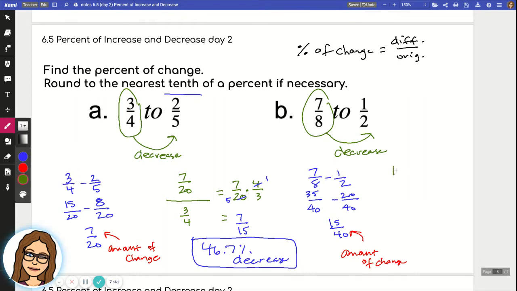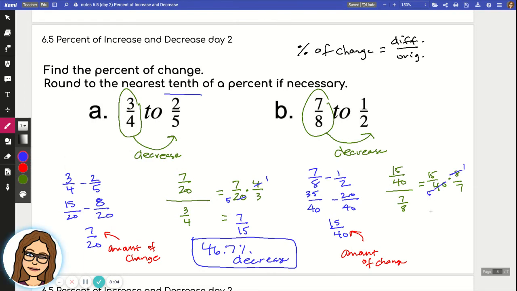So I know that the amount of change is 15 40ths all over the original amount, which is 7/8. Make this line a little shorter. And I know that that's equal to 15 40ths times 8/7. Now I can do some cross-canceling. This would be a 1.